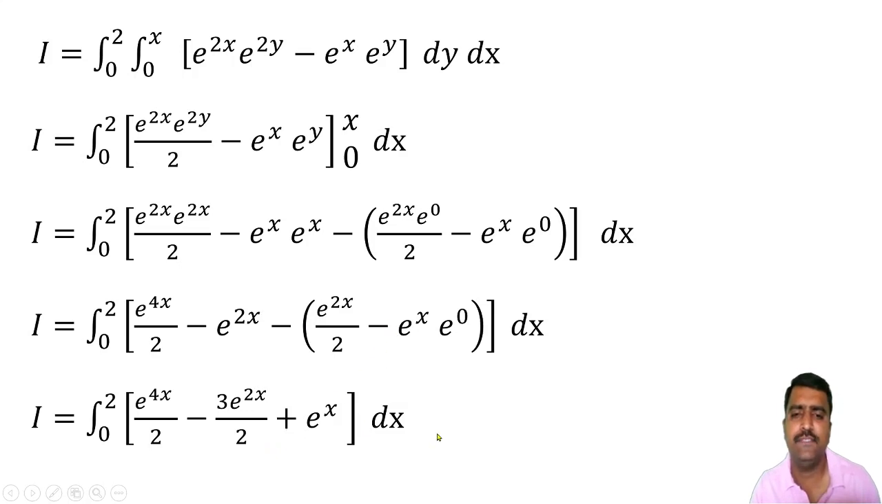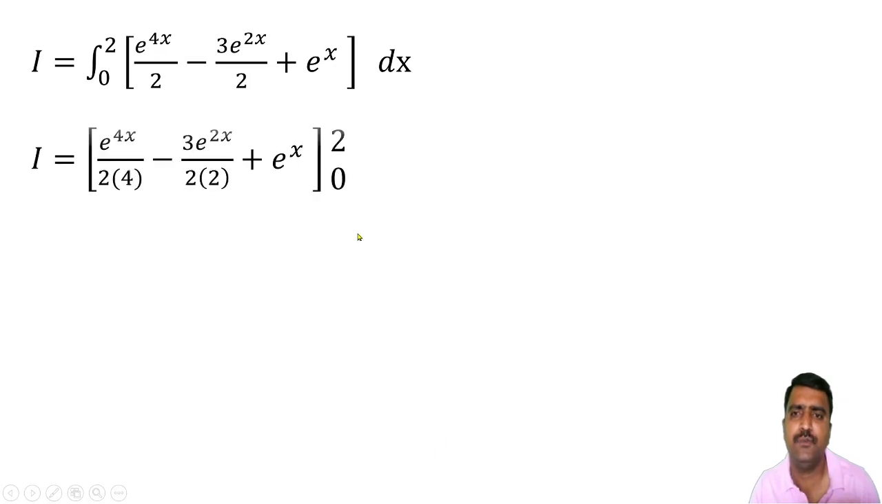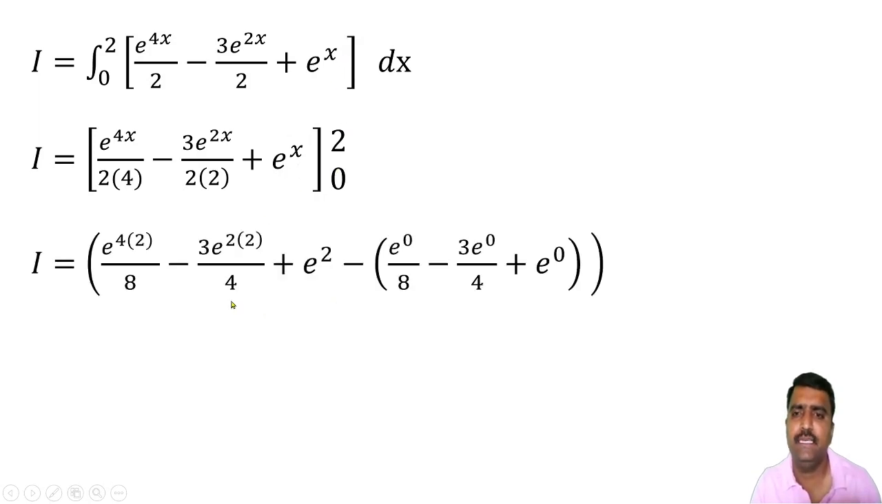Next integration is with respect to x. Integration of e to the power of 4x is e to the power of 4x by 4, this into 2, gives e to the 4x by 8. Minus 3 into e to the 2x by 2 into 2, and plus the integration of e to the x, which is e to the x, with the limit 0 to 2. You apply the limit. It is e to the power of 4 into 2 by 8, minus 3 into e to the power of 2 into 2 by 4, plus e to the power of 2, minus e to the power of 0 by 8, minus 3 into e to the power of 0 by 4, plus e to the power of 0.